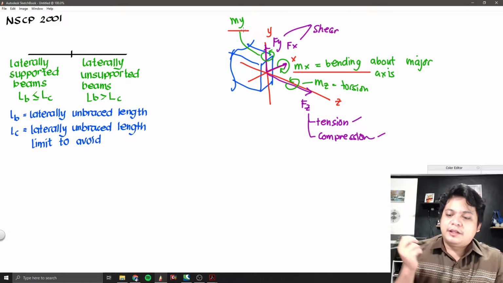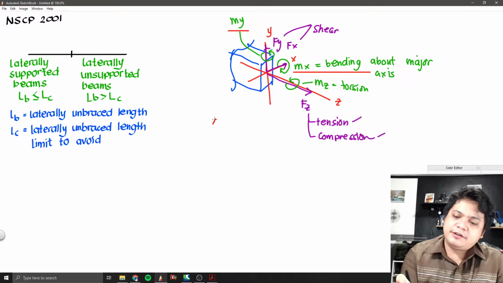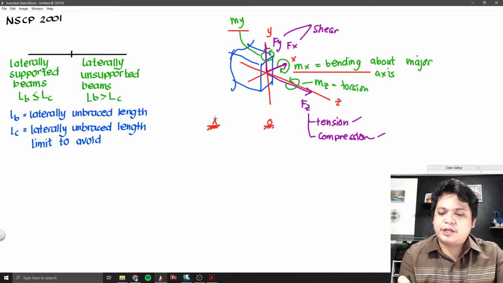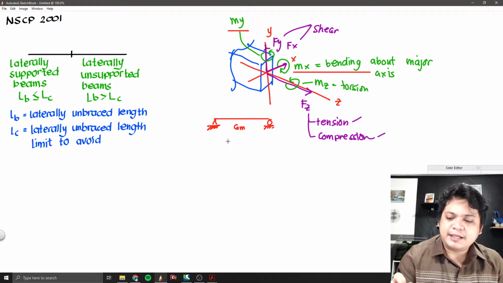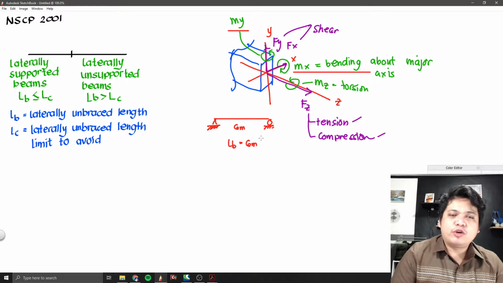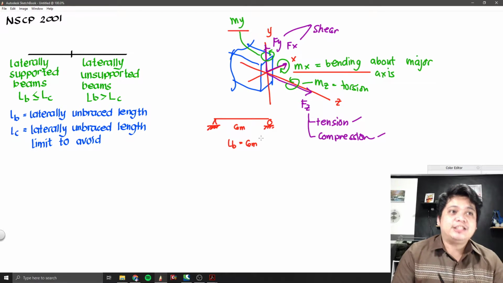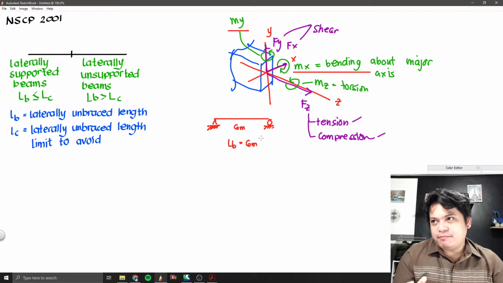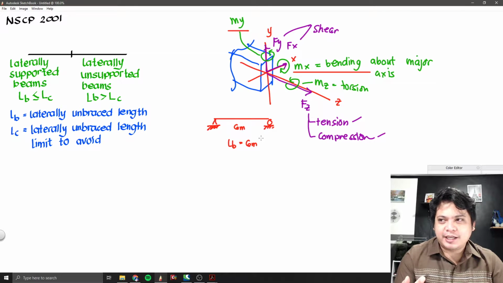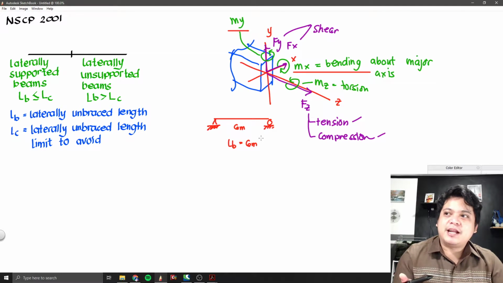Okay? Not necessary. For example, I have here the beam. Okay? Meron akong simply supported beam dyan. Okay, example, ang length ko is 6 meters. Not necessary that my LB equals to 6 meters. Okay? Ang tinutukoy dito ang unbraced length laterally is yung tukod sa gilid. Okay? So, kapag walang binigay sa problem na meron siyang tukod sa gilid, and then, tama yan na ang LB natin is 6 meters. Okay?